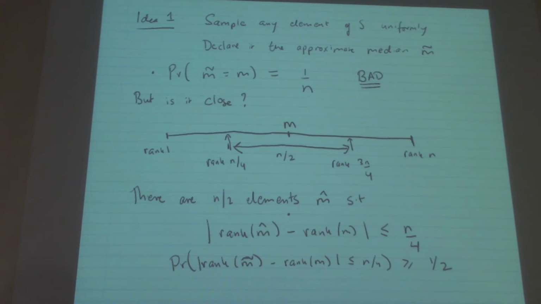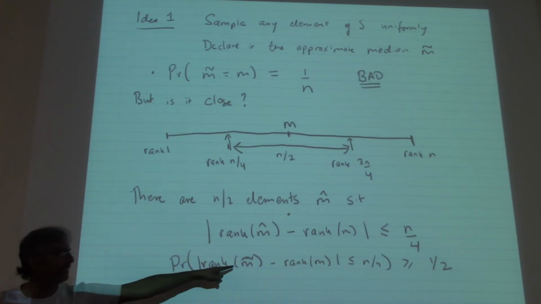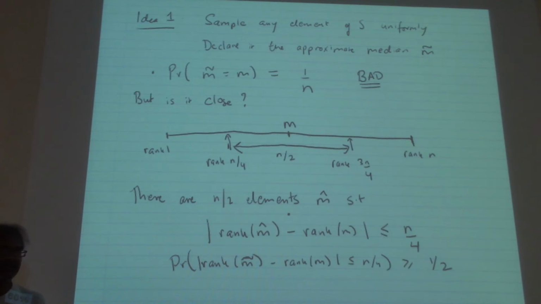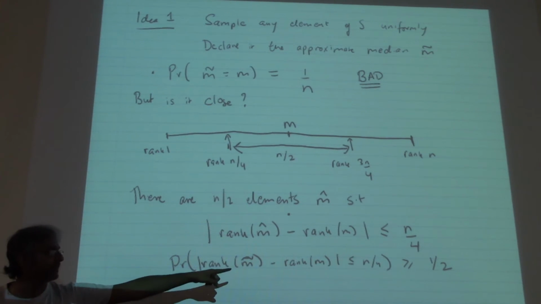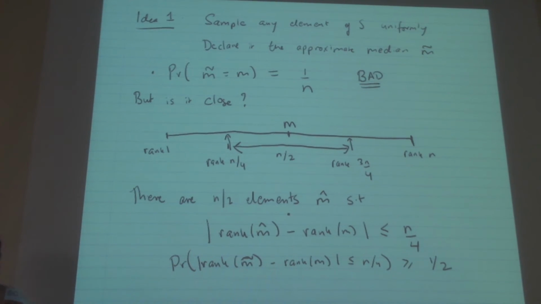So the probability of picking an element, n tilde, at random, that is close, an approximation to the median within n over 4, is at least half.